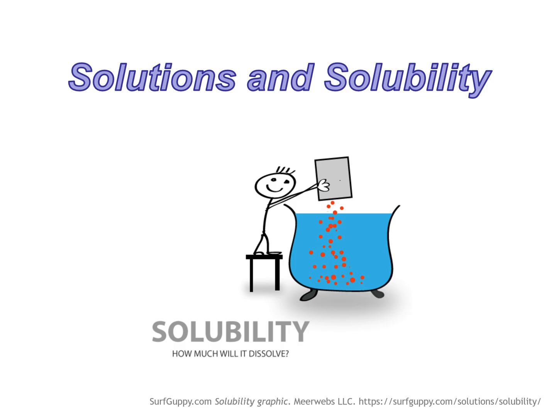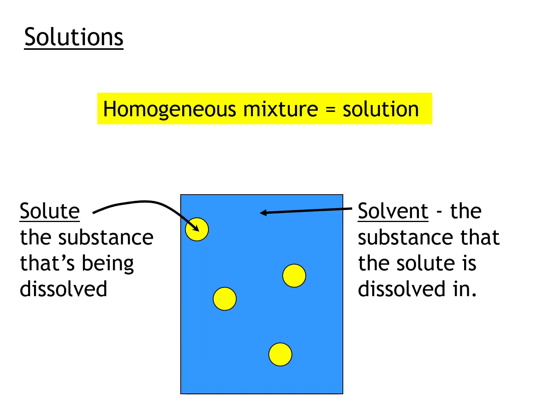In this lesson, we'll explore solubility, which is how substances dissolve and how to interpret solubility curves. Let's start with what a solution is. A solution is a homogeneous mixture, meaning it looks the same throughout.